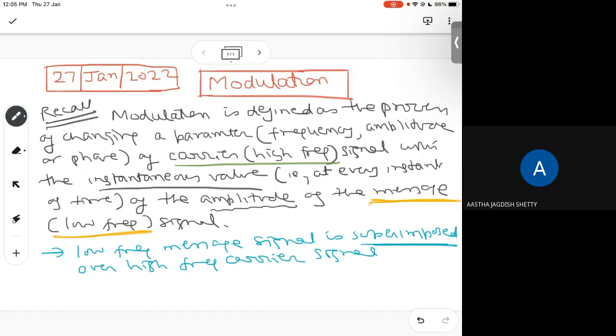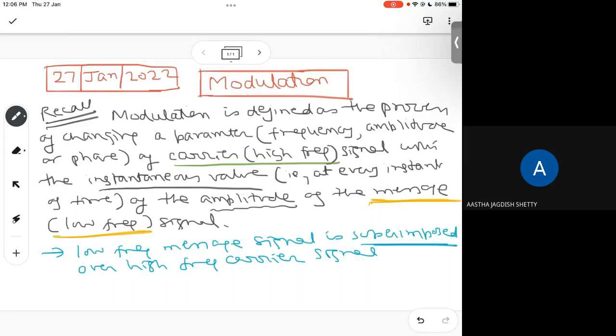I gave you a simple example: if a child crosses the road on his own, the child is like your message signal, and it will be disastrous. But if the child is carried by an elderly person and then the elderly person crosses the road, it is fine. The same thing here: the message signal is overridden on the carrier signal, and then it goes to the destination. Then the child is dropped at the other end of the road by the elderly person. That is what we call demodulation or detection.